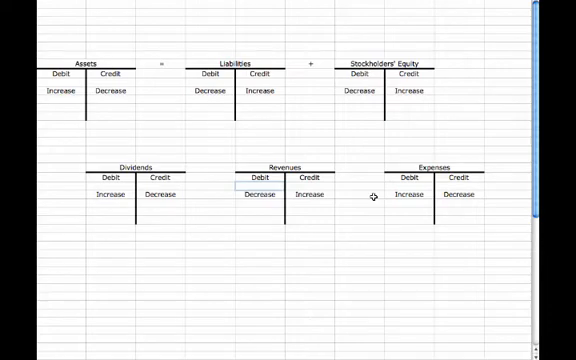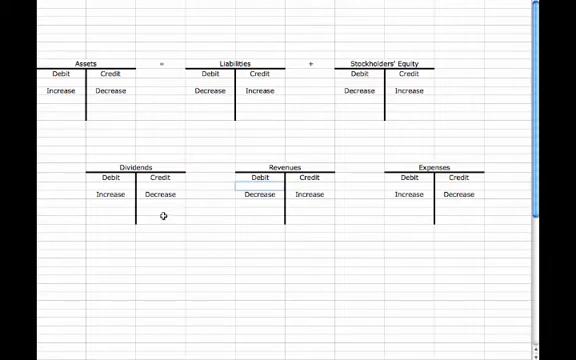Now let's look at an expense though. An expense is something that we've paid out. So if expenses go up, ultimately stockholders' equity is going to go down. So when we look at the T account for expenses, if we have an increase to an expense, the stockholders' equity is going to decrease. So when we increase an expense, we're decreasing stockholders' equity. So increases to expenses are debits. Decreases to expenses are credits.